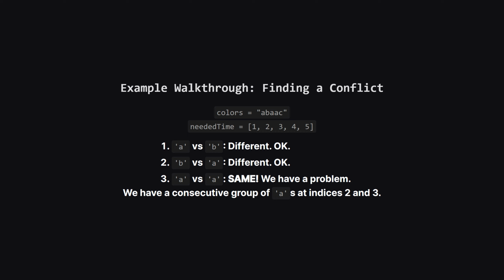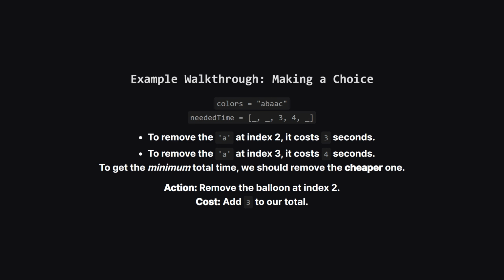But now, the balloon at index 2 and the balloon at index 3 are both A. They're the same color and right next to each other. This breaks the rule. We have to remove one of them. So, we have a choice. We can remove the balloon at index 2, which costs 3 seconds. Or, we can remove the one at index 3, which costs 4 seconds.